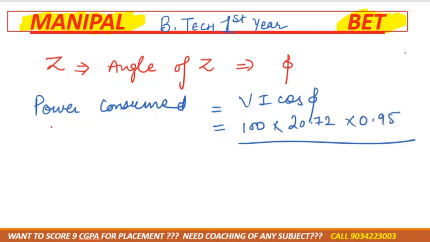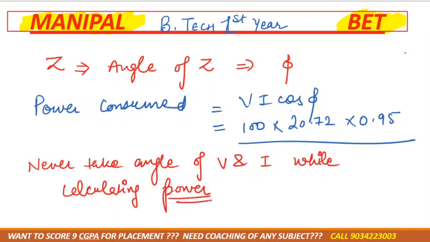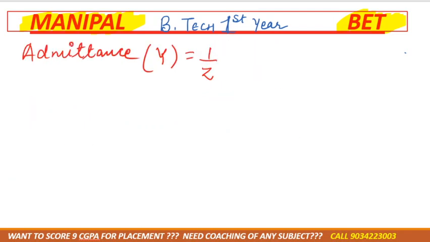One thing you need to notice here, that never take the angle of voltage and current while calculating power. This is a very most important point. Maximum of the students make this mistake. They'll take 100 angle 0 and 20.72 angle something. As I have done, no angle, right? Because this angle is consumed over here. So we don't need to take the angle of voltage and current while calculating any of the power. Understood?